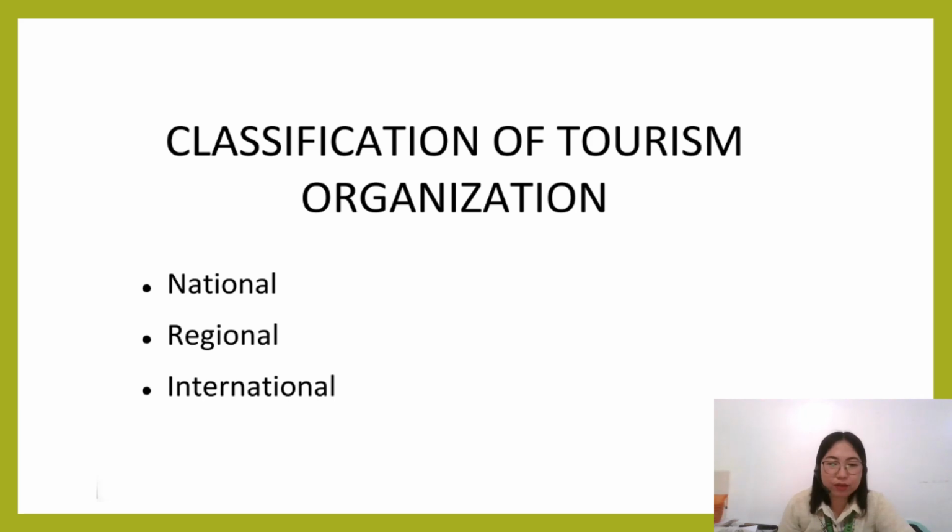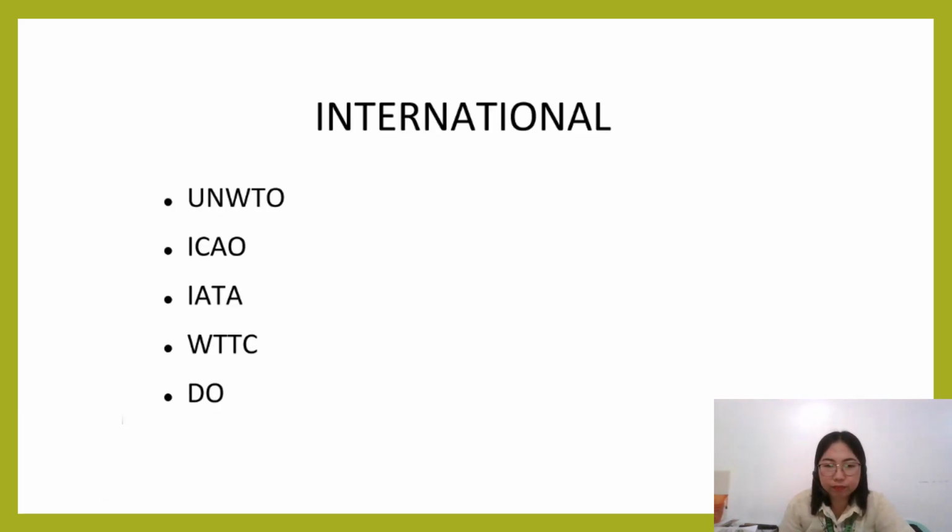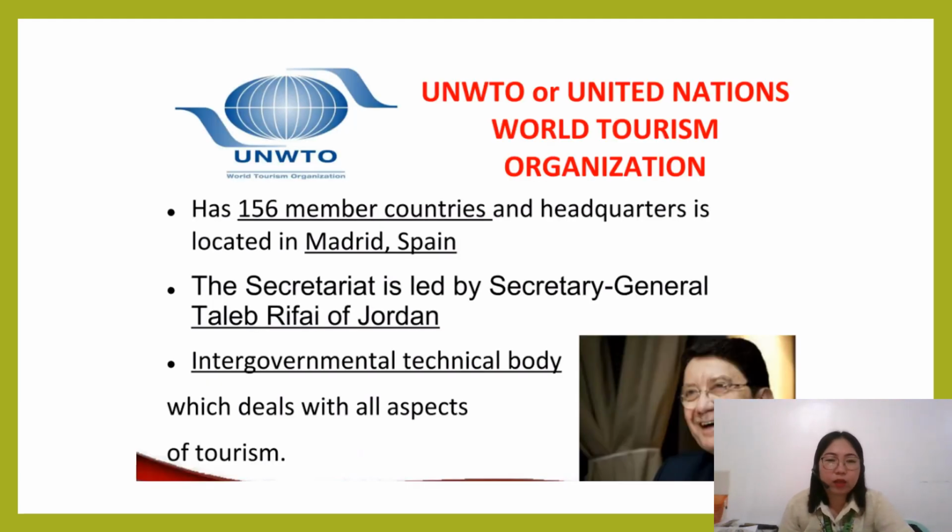So we have the three on your screen: national, regional, international. Let's talk first about the international setting. First we have here the UNWTO. Next would be the ICAO, IATA, WTTC, and others. On your screens, you have seen UNWTO. UNWTO means the United Nations World Tourism Organization.